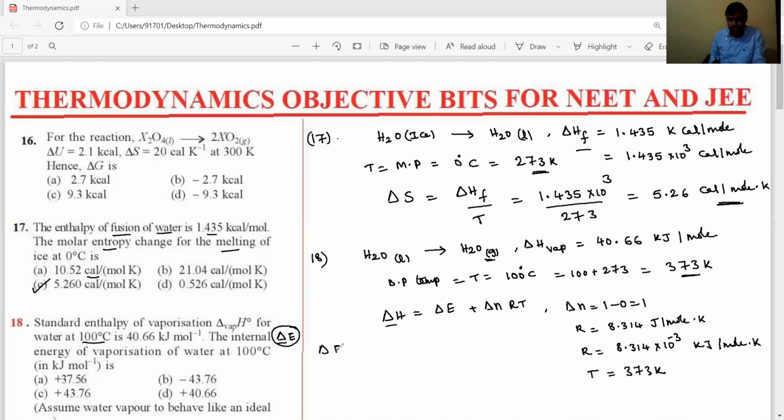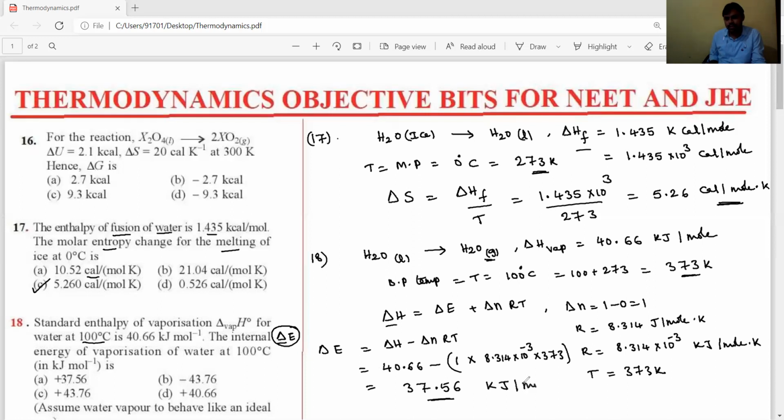So the delta E is equal to delta H minus delta N RT. The delta H value is how much, dear students? 40.66 minus delta N value 1 into R value 8.314 into 10 to the power of minus 3 into the temperature, 373 kelvins. First you have to multiply this and then subtract, and on simplification we'll get 37.56 kilojoule per mole.